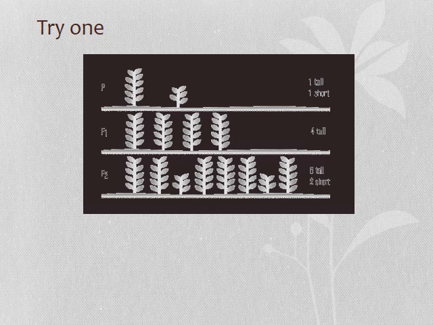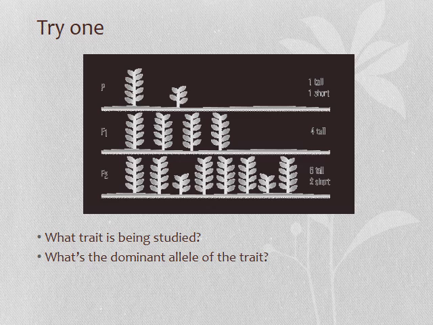So, let's go ahead and look back at that first example, shall we? So our parent generation, we crossed one tall and one short. What trait were we looking at? And based off what we're seeing, considering the first generation we got all tall, what do you think the dominant allele would be? And if you think that's the dominant, which one do you think is the recessive?